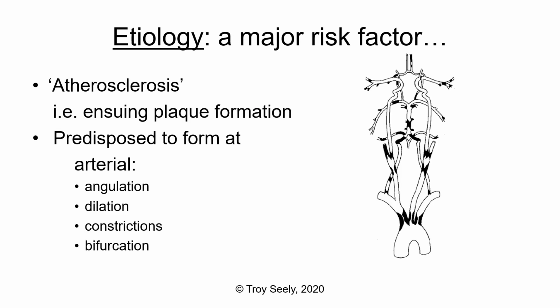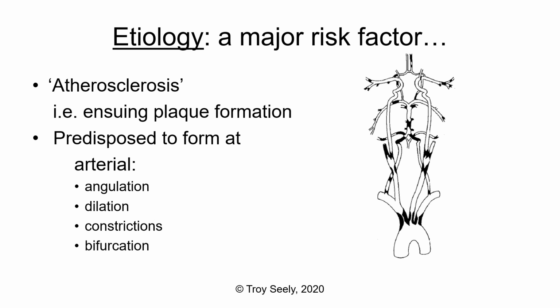Let's lead into etiology first. A major risk factor for the development of a stroke would be arteriosclerosis, and that would be the presence or ensuing plaque formation. Now, the plaque is made up of fat or cholesterol, and it builds up in the arterial walls that supply blood flow from the heart to the brain over time.